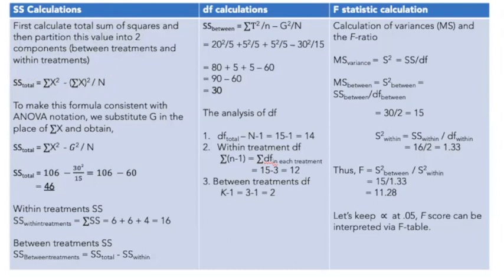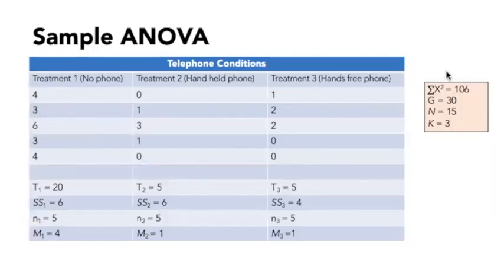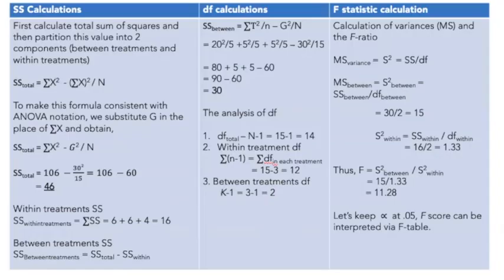Now here, sigma x squared, we know that is 106. How do I know it? Because we calculated that, it is 106. So 106 divided by 30 squared. Now notice the difference.